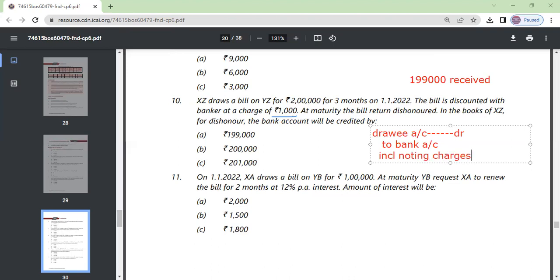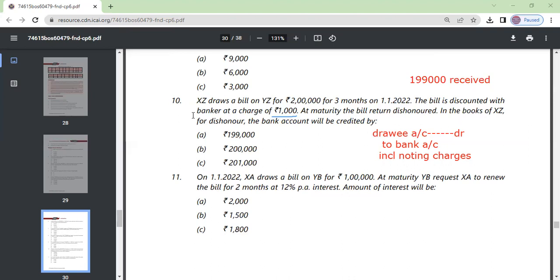In case of dishonor of the bill, who paid noting charges? Initially, the holder of the bill. Who is the holder of the bill? Bank is the holder of the bill. So bank paid noting charges. Bank will deduct bill amount and noting charges from the drawer, that is XZ. Drawer will collect from the drawee.